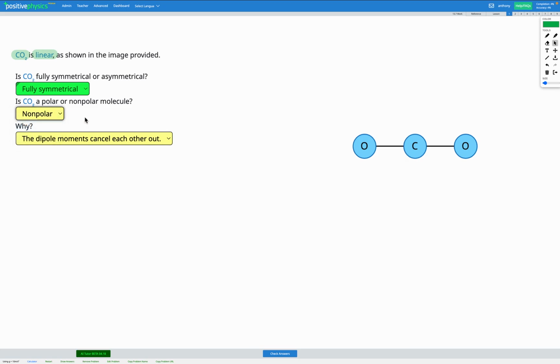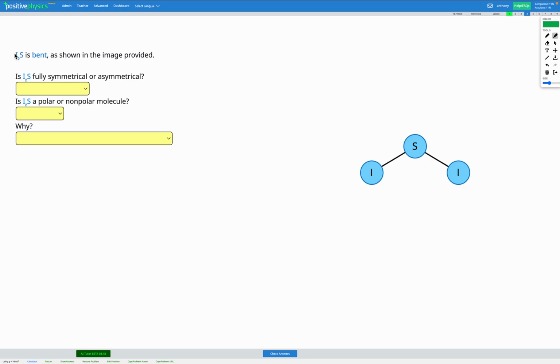So in these questions, we're figuring out, is it symmetrical or not? If it is symmetrical, the dipole moments will cancel each other out, and it's going to be non-polar. If it's asymmetrical, then our dipole moments will not cancel each other out, and we're going to have an overall dipole moment. In other words, it will be a polar molecule. Let's do another question of this type.